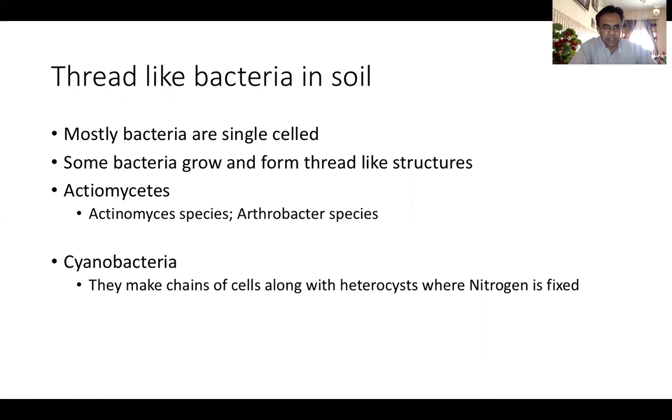Another type of bacteria that make chains are cyanobacteria. They make chains of cells along with heterocysts. Heterocysts, you may study about it. A heterocyst is actually a cell that is non-autotrophic. It's heterotrophic, but it gets its energy, its photosynthate, or its carbon from the other cells, which are actually autotrophic. Heterocysts are there in the colonies to fix nitrogen.